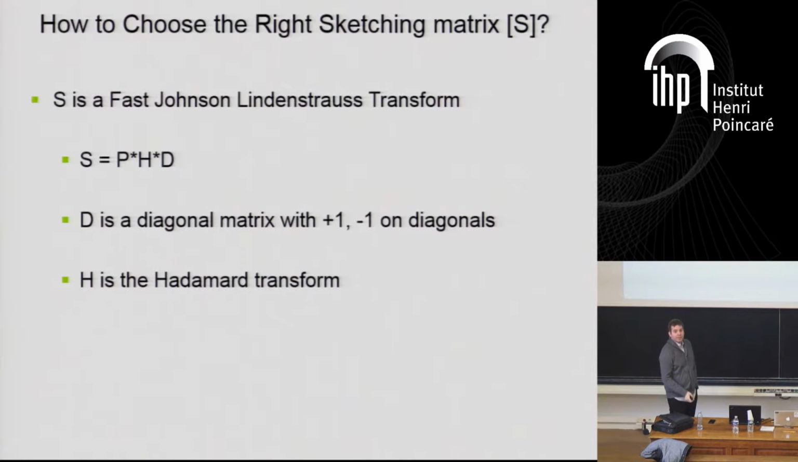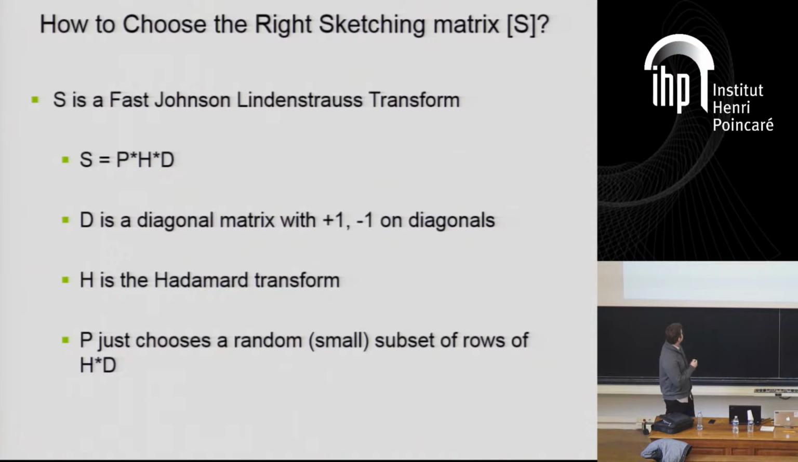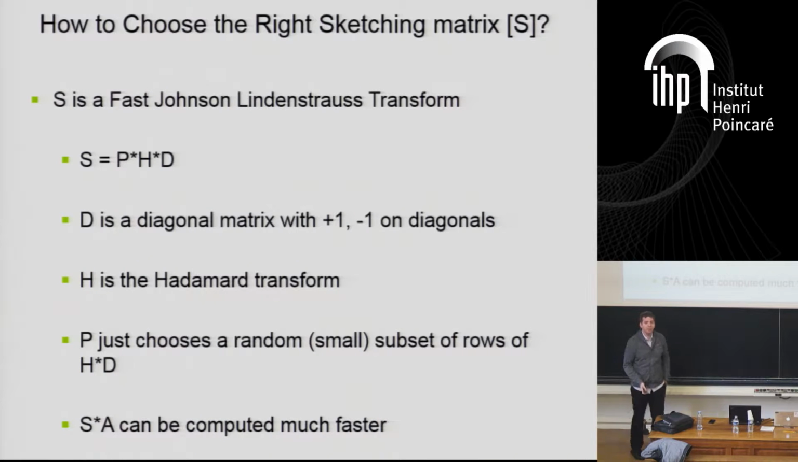H is a fixed matrix, the Hadamard matrix. The nice thing about H is it has a fast transform: I can apply it to an n-dimensional vector in n log n time, as opposed to n squared for general dense matrices. And P just chooses a random small subset of rows of H times D. So when I apply it to a vector, it's just sampling a small subset of coordinates, and that can be applied in even sublinear time. So the point is S times A can now be computed much faster. For each of the d columns, I can compute S times that column in n log n time, giving overall nd log n time.